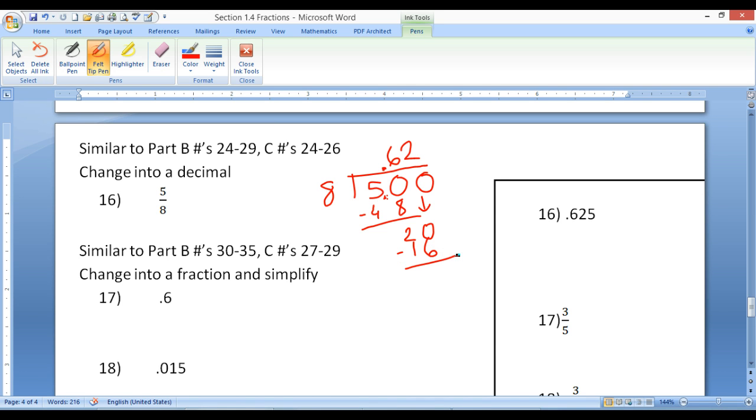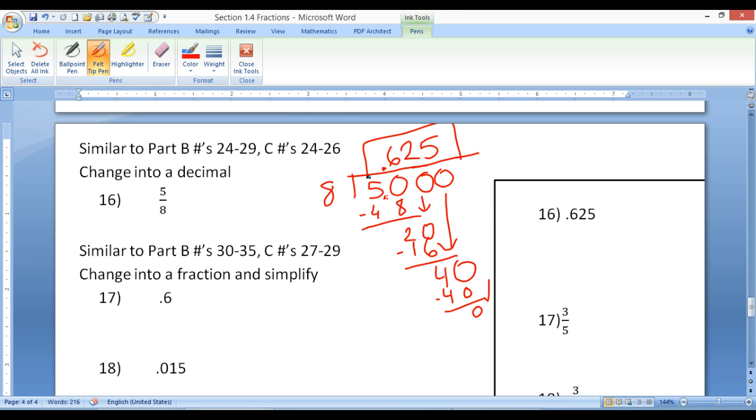So I'm going to subtract here. 20 minus 16 is 4. Okay, well, I don't want a remainder, so I'm going to keep bringing it down and give myself another 0. And bring that over. So now 8 goes into 40. Hey, that goes in evenly. 8 goes into 40 5 whole times. 5 times 8 is 40. Subtract, it's 0. Check. Good, we're done.